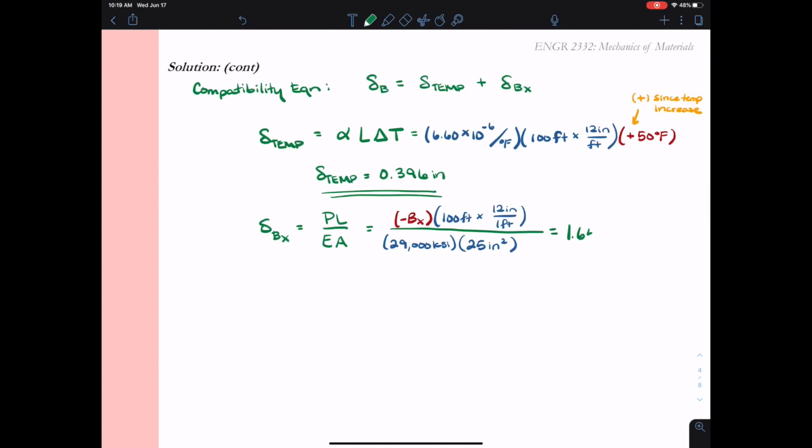Delta Bx is then equal to a negative 1.65517 times 10 to the negative 3 times Bx. Make sure you get that negative sign in there at the front. Again, negative sign because indicating compression, or that the force Bx is causing contraction in the beam.